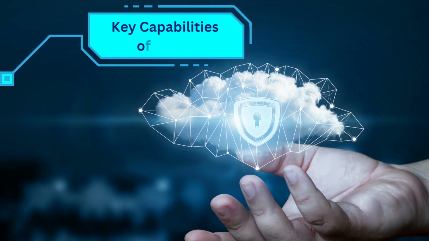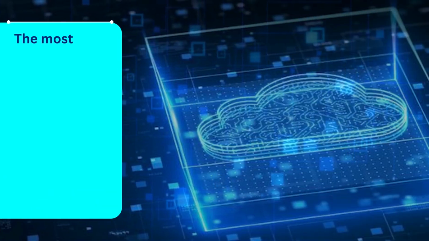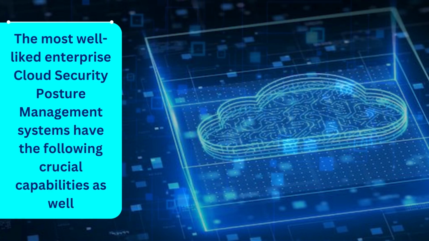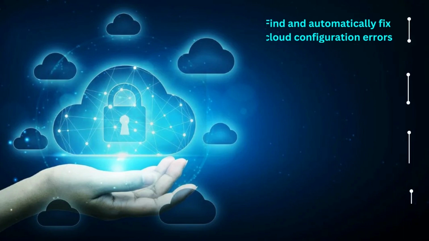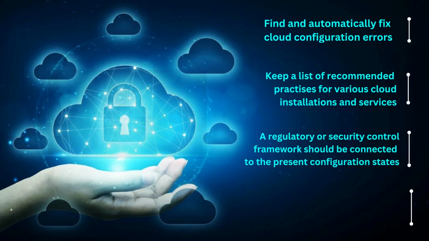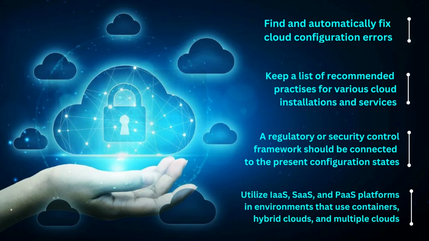Key capabilities of CSPM. The most well-liked enterprise cloud security posture management systems have the following crucial capabilities as well. 1. Find and automatically fix cloud configuration errors. 2. Keep a list of recommended practices for various cloud installations and services. 3. A regulatory or security control framework should be connected to the present configuration states. 4. Utilize IaaS, SaaS, and PaaS platforms in environments that use containers, hybrid clouds, and multiple clouds.